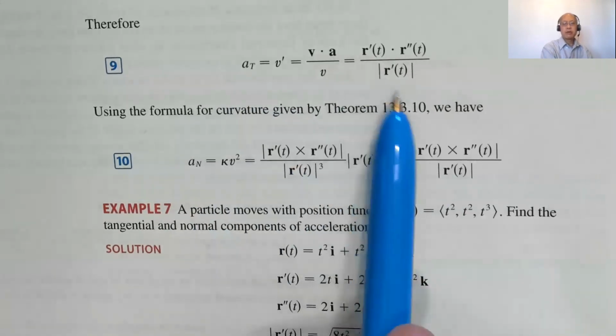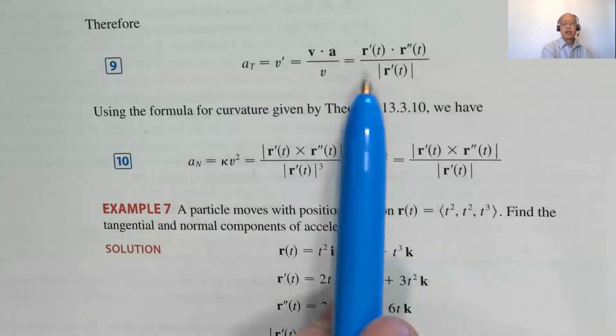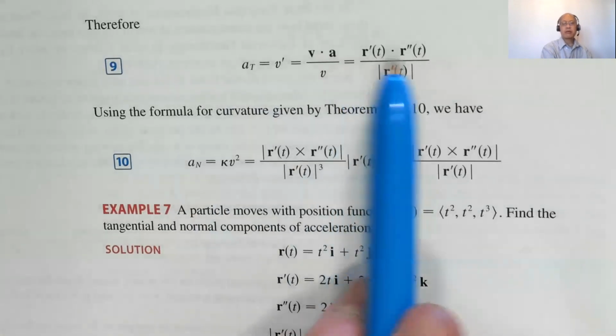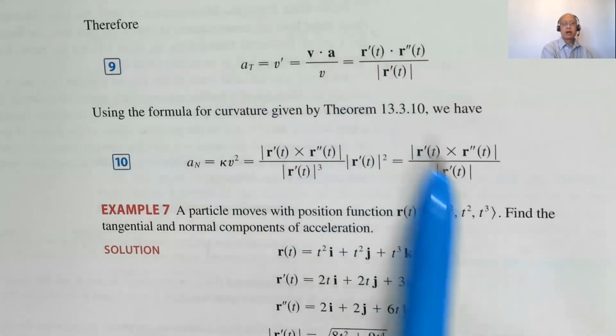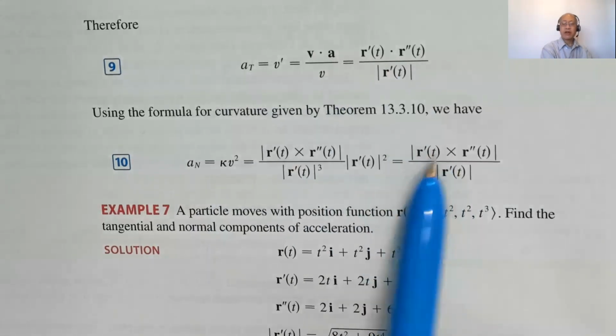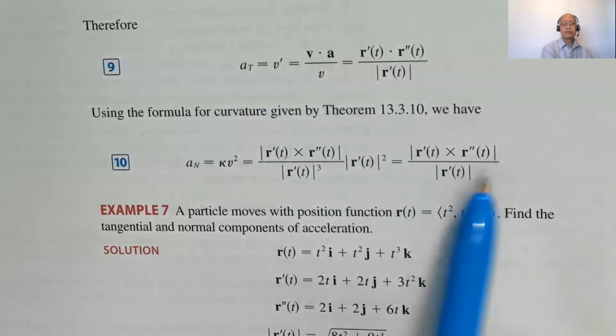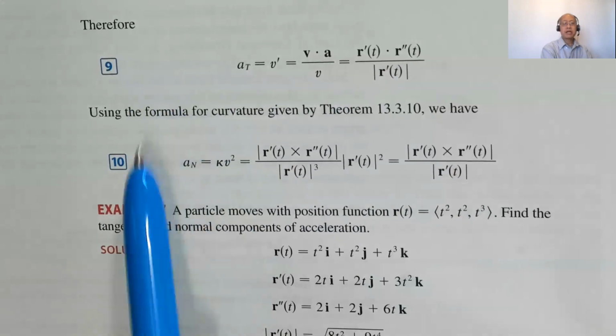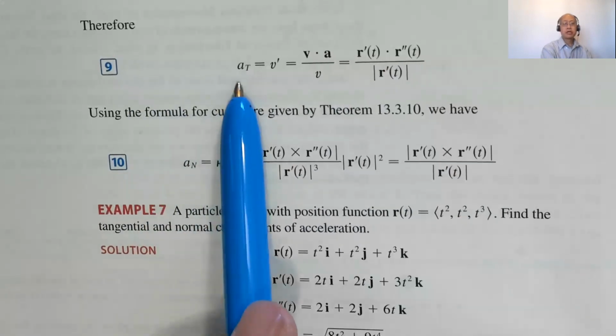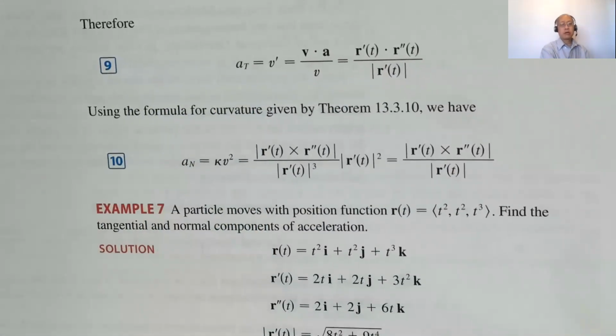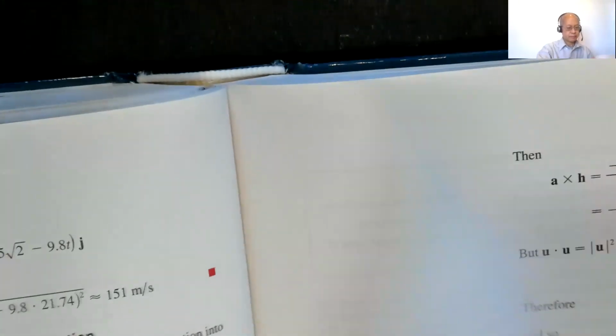Notice they're similar in that they both have the magnitude of r prime, and on top they both have some product of r prime and r double prime. Here it's a dot product, here it's a cross product, which gives you a vector, and then you take the magnitude. So box 9 and 10, put those on your formula sheet. Tangential component, normal component of acceleration. All right, and that's pretty much about it.